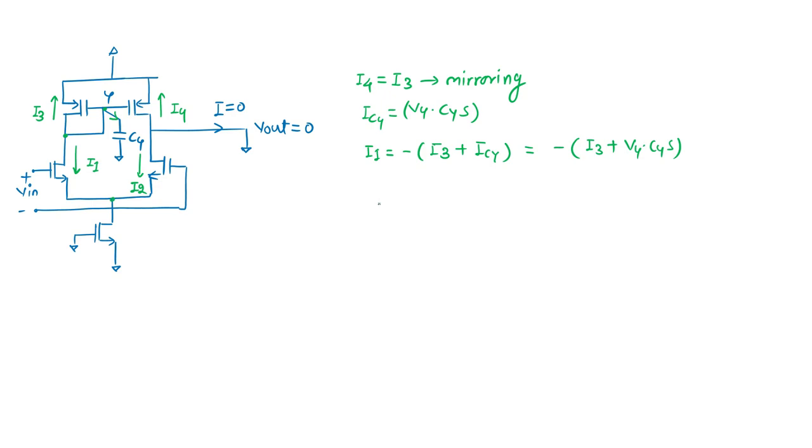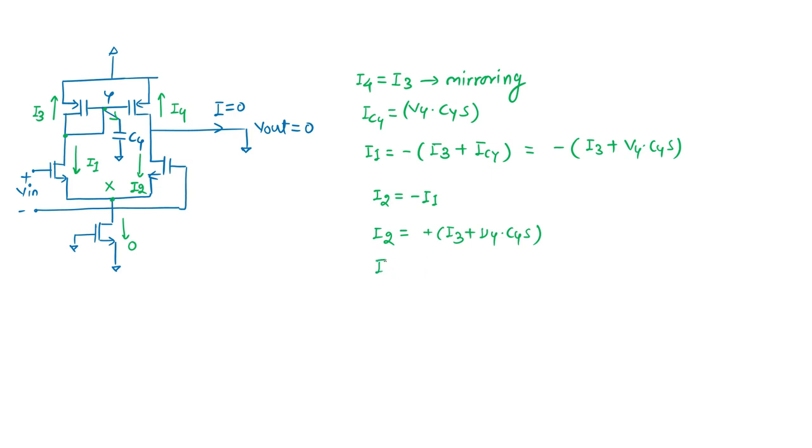So this thing we already know: when this I1 splits here at node X, nearly zero current will flow to this and all current will go here. What I can say is I2 is nothing but minus of I1. So first I should write I2. I2 is nothing but minus of I1, which is plus of I3 plus Vy by Cy S. So this is the amount of current coming out.